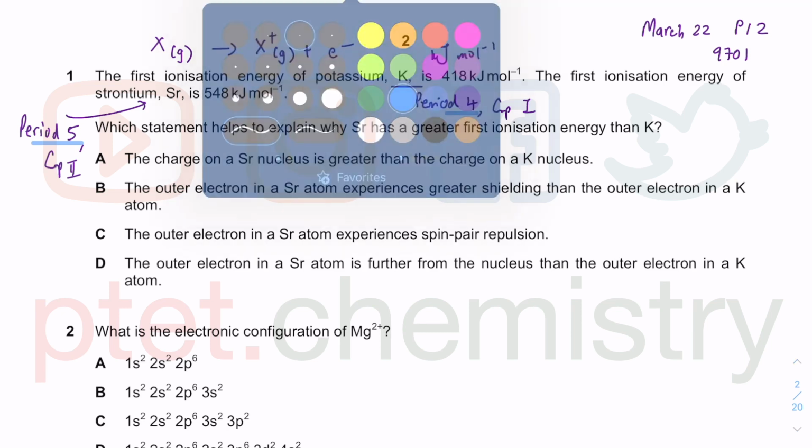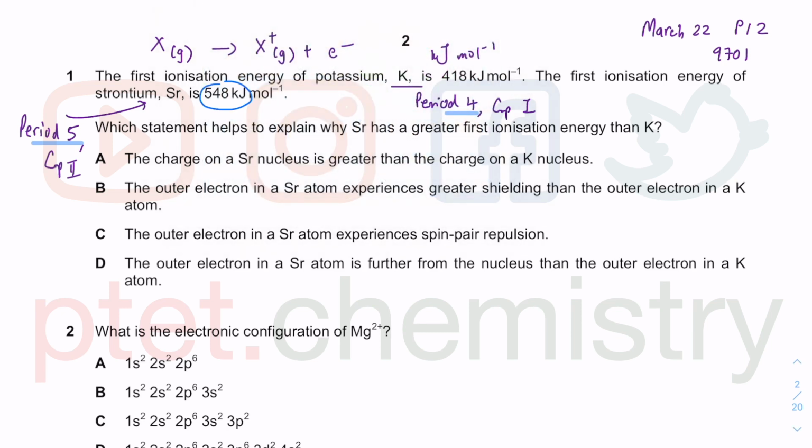Even though they are in different groups, we expect that going down to a new shell, the electrons are further away and more shielded. But this value is higher, so it is more difficult to remove, more difficult to ionize. This question is asking you, why is it more difficult to ionize? It cannot be due to shielding, because with one extra shell, they're definitely going to be more shielded. But why is it more difficult to remove?